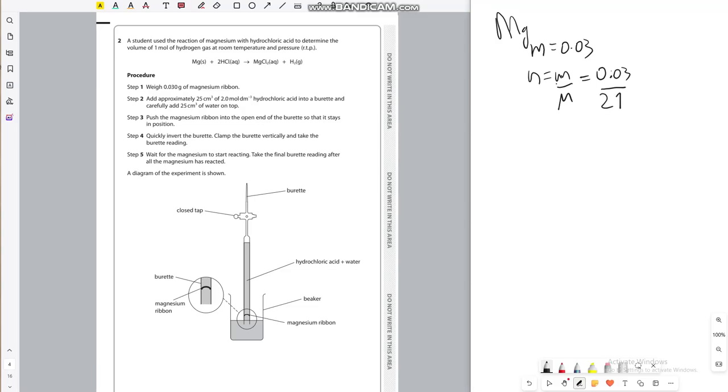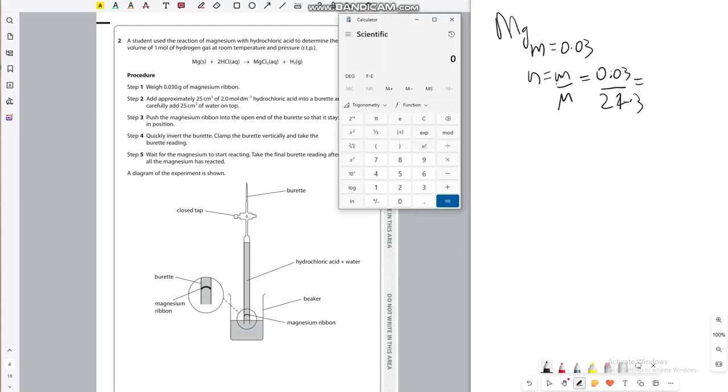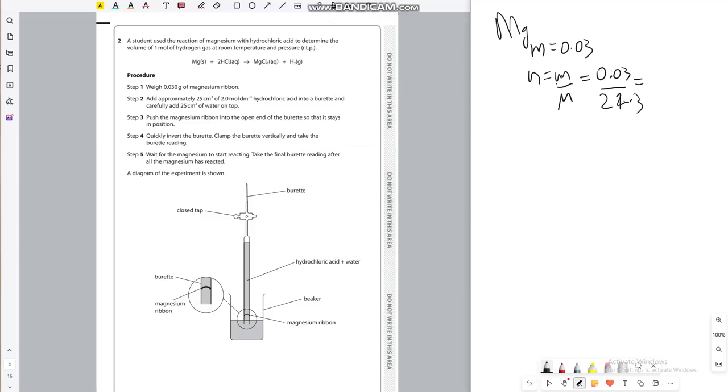So 0.03 divided by 24.3 will give the number of moles of magnesium, which I get as 0.00123 moles.